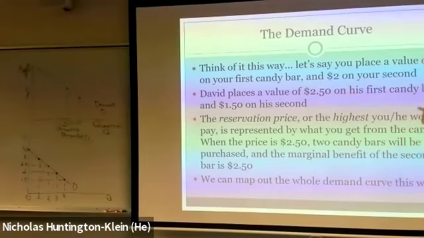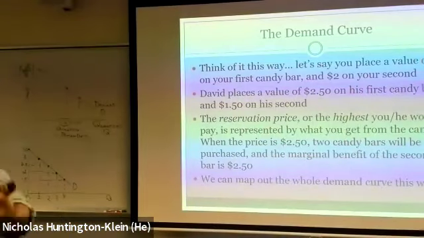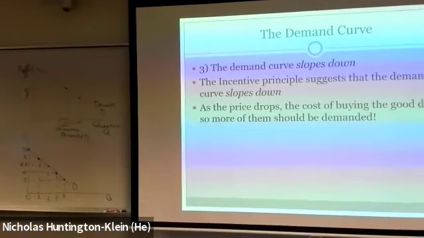And this goes on both sides of the market, both on the buyer side and on the seller side. So for a buyer, you'll like low prices, so your reservation price is the highest price you'd still be willing to pay. On the seller side, you like high prices, so the reservation price is the lowest price you'd still be willing to sell for. And then the demand curve slopes down because people like cheaper stuff.